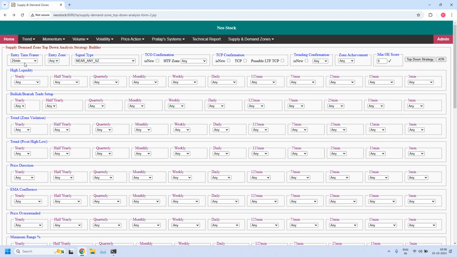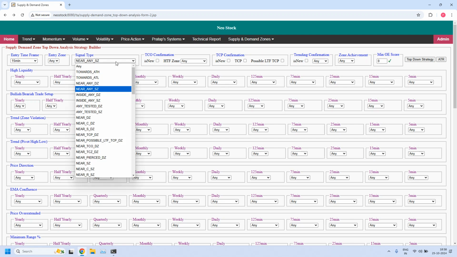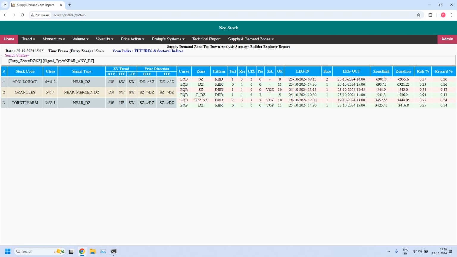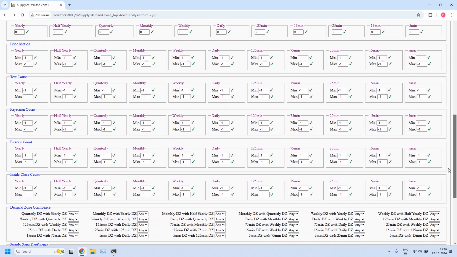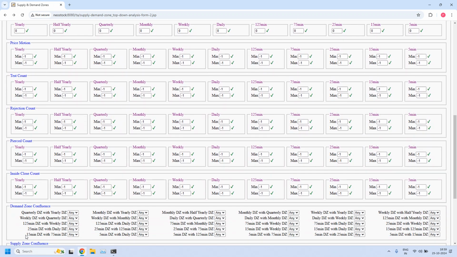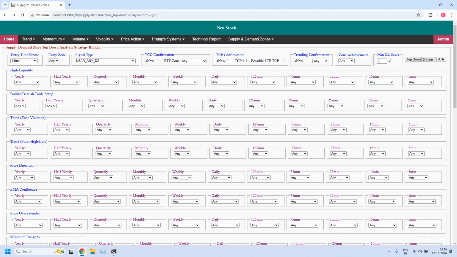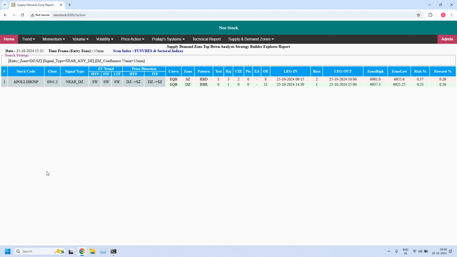Next time frame is 15 minutes. Let's find the stocks near 15 minutes demand zone. 3 stocks are filtered. Let's verify if any of these demand zones are having ITF confluence. That is 15 minutes demand zone with 75 minutes demand zone confluence. This is ITF confluence. So one stock is filtered having ITF confluence.